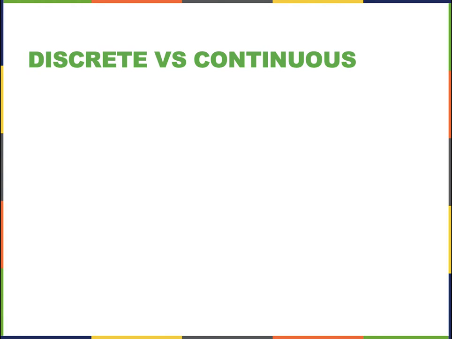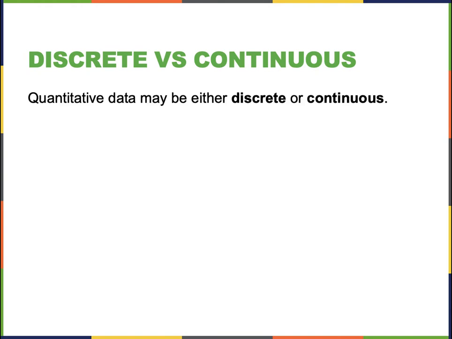Now that we know the difference between quantitative and qualitative, let's look at the difference between discrete and continuous. One important thing to remember is these terms specifically apply to quantitative data. Quantitative data may be either discrete or continuous. Discrete data involves counting numbers. So literally numbers that you can count on your fingers. 1, 2, 3, 4, 5, 6, 7, 8, 9, 10, etc.